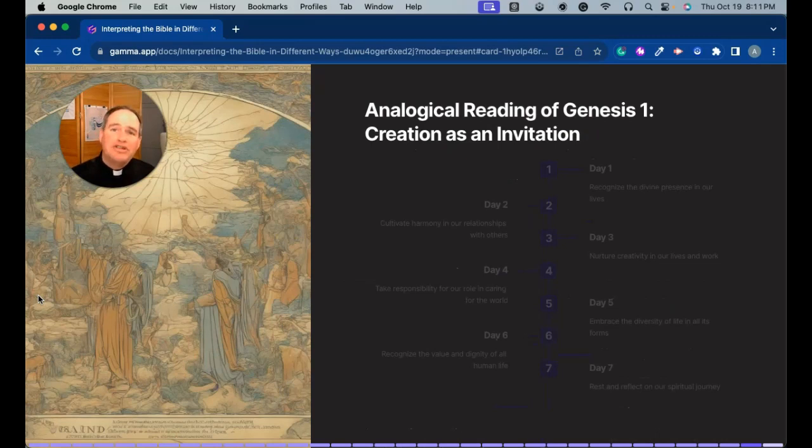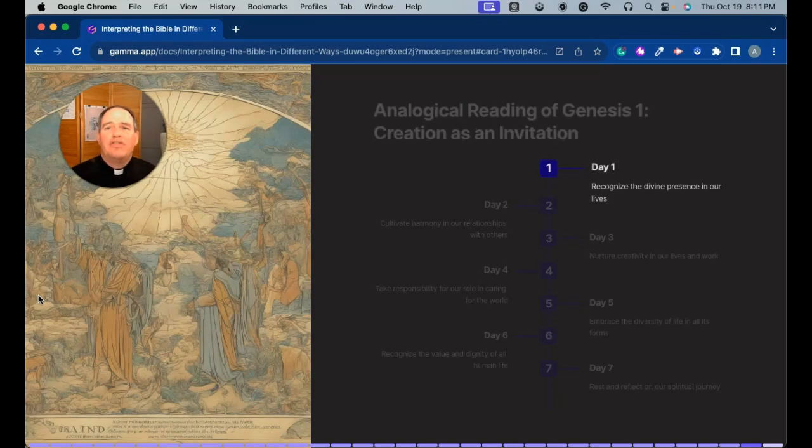So if we're looking at Genesis 1 and reading it as an analogy, we can say that day one might be about recognizing the divine presence in our lives, creating harmony in relationships with others, that nature is creatively at work in our lives. That day 4 is about taking responsibility for our role in caring for the world. Day 5 is embracing the diversity of life that comes in all of its forms. And day 6 might be about recognizing the value and dignity of all human life.